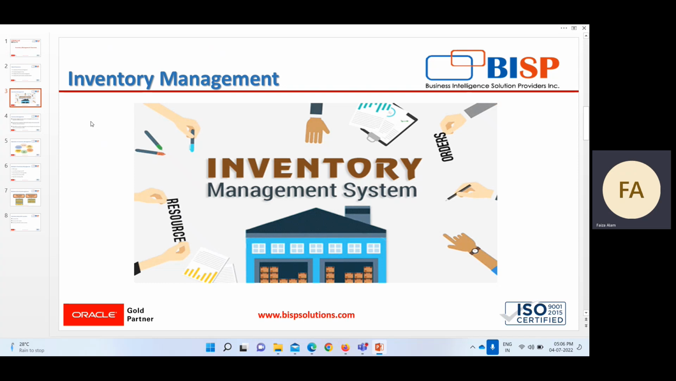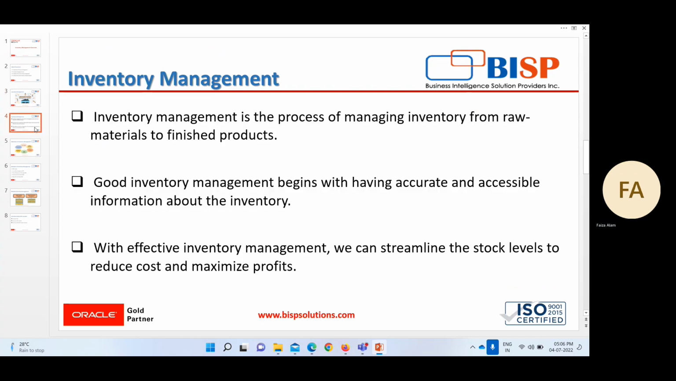Now we'll be moving towards inventory management. Inventory management is the process of managing inventory from raw material to finished products. It is the process of ordering, storing, using, and selling a company's inventory. It also includes the management of raw material and finished products, as well as warehousing and processing of such items in an efficient manner. Good inventory management begins with having accurate and accessible information about the inventory.